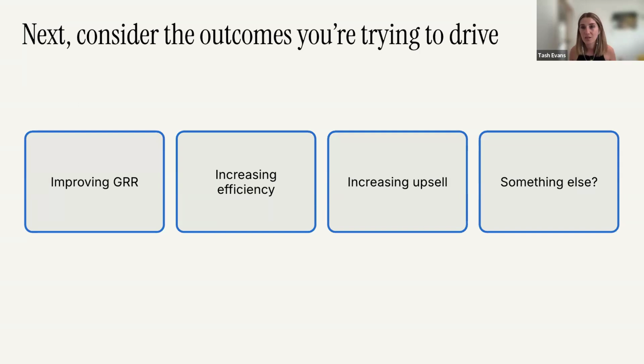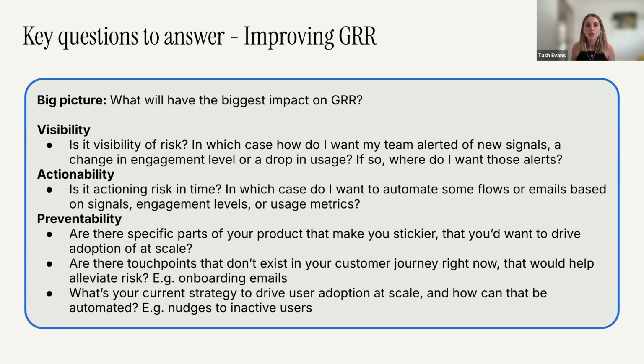Because yes, automations are there to take work off our plate, but we shouldn't be doing work for the sake of it. We should be doing work as a CS team because it's going to drive the outcomes for our customers and drive the outcomes for our business. So let's take the improved GRR as a bit of a use case here. So let's say I really care about reducing my churn or improving my GRR number.